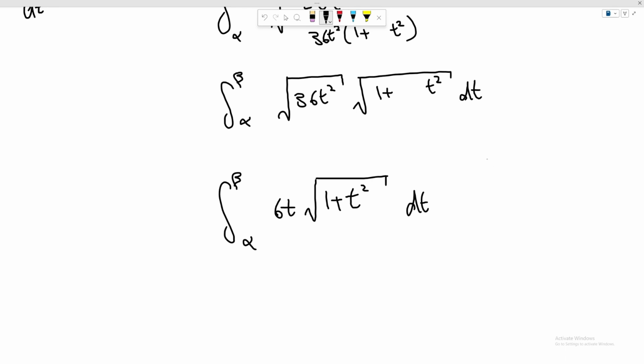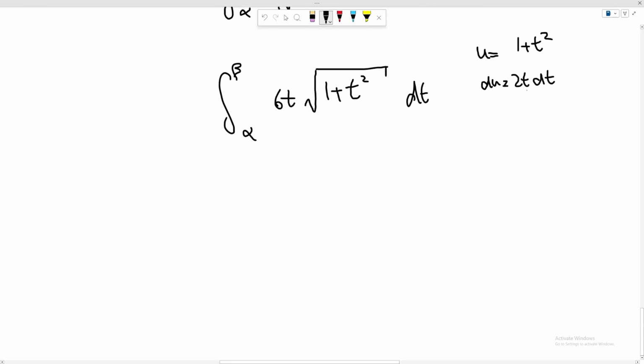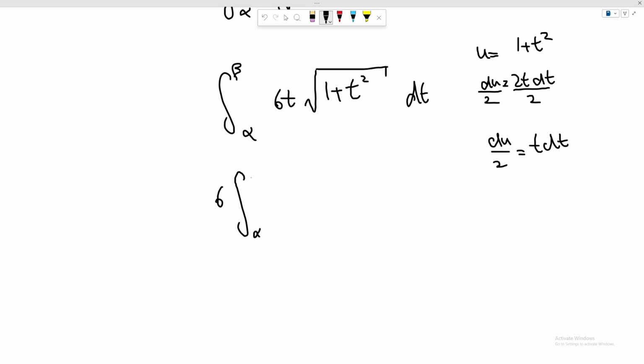This is a simple u sub. So you can make your u equal to 1 plus t squared, your du becomes 2t dt. And now what we can do is I can divide this by 2, right? And so what I'll get is du over 2 equals t dt. The reason I did that, you'll watch, because 6 goes out. So I can write the 6 outside, and this would be the bounds, b to a. 6 came out. Now I have t left. I have the square root of u du over 2.